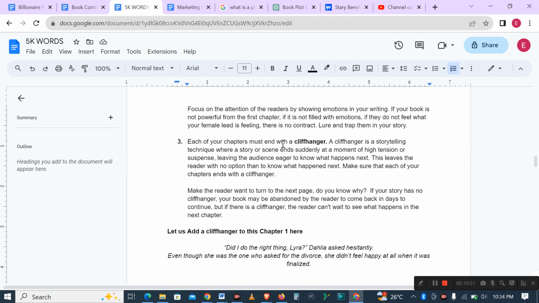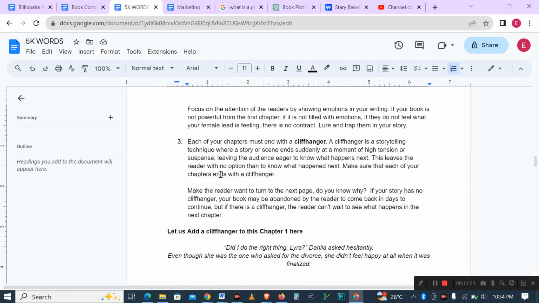So each of your chapters must end with a cliffhanger. Now, big question is, what is a cliffhanger? A cliffhanger is a storytelling technique where a story or a scene ends suddenly at a moment of high tension or suspense, leaving the audience eager to know what happened next.